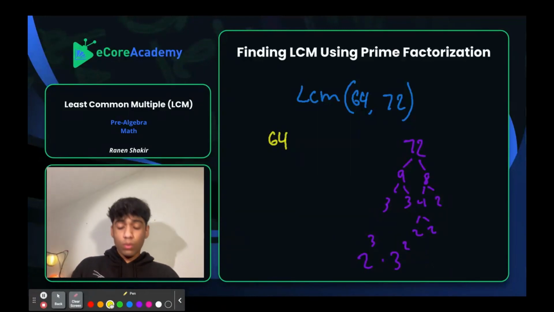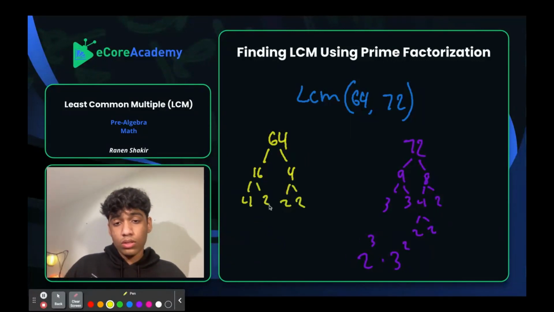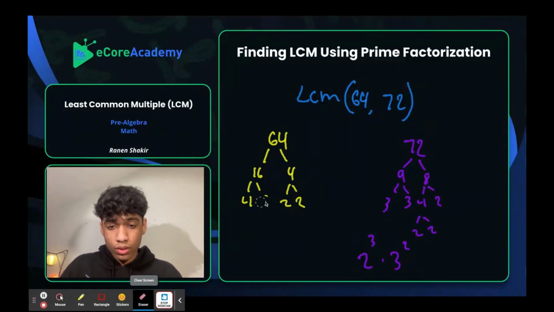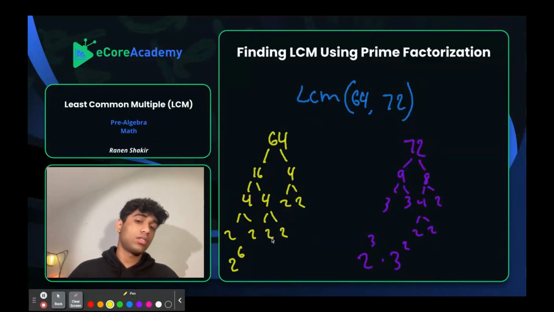Now if we do 64, we can do, I don't know, 16 and 4, it's going to be 4, 4, excuse me. I promise I can do math. So it's going to be 4, 4, and it's going to be 2, 2, 2, 2. So we'll have 2 to the 6th. And that'll be your prime factorization for 64.